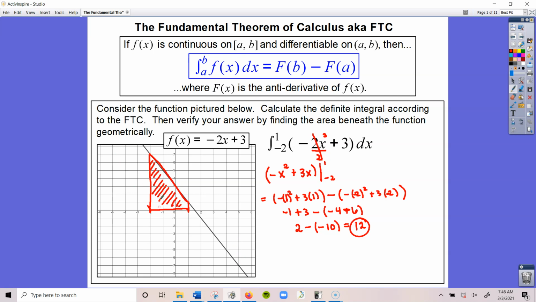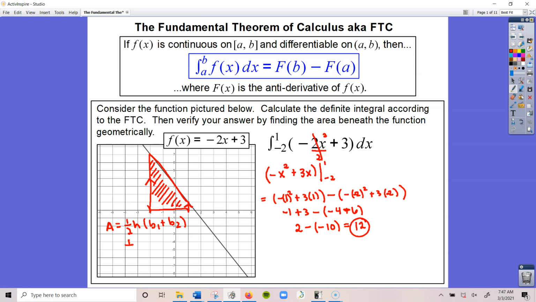What we have here is a trapezoid. The area of a trapezoid is A equals 1/2 times the height times base 1 plus base 2. Now this trapezoid is on its side, because remember a trapezoid has parallel sides. So it's this side here that's parallel to this one. And then the height is perpendicular to those sides. So the height is along the x-axis.